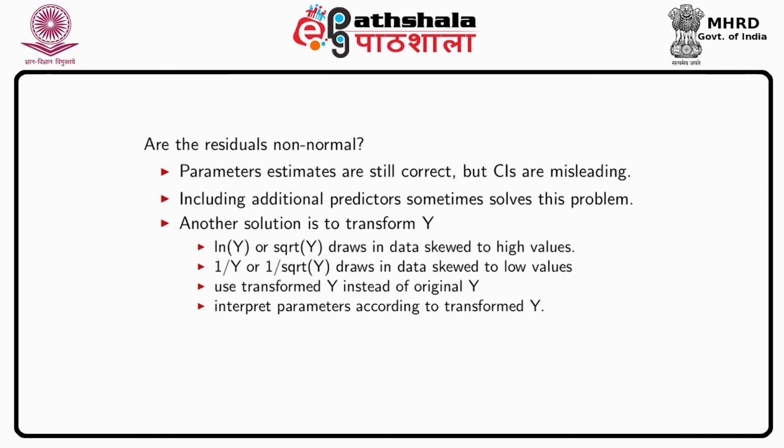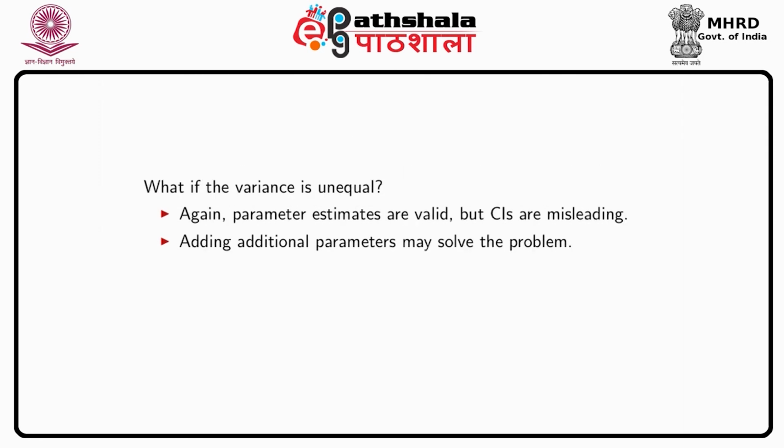For instance, if we take log of y as well as log of x in a linear model, then the interpretation of the slope coefficient becomes the elasticity coefficient for y, which is nothing but the relative change in y divided by the relative change in x, instead of the absolute change, which is the slope for a linear regression. Now what happens if the variance is unequal for the data set? The parameter estimates are valid, but the confidence intervals would be misleading. Also, additional parameters may solve the problem, which means we can include more x variables in the model, which will reduce the violation of the assumptions.